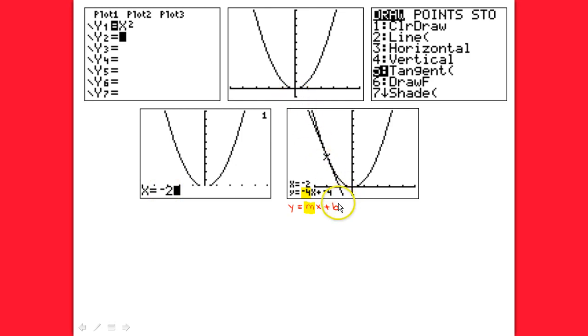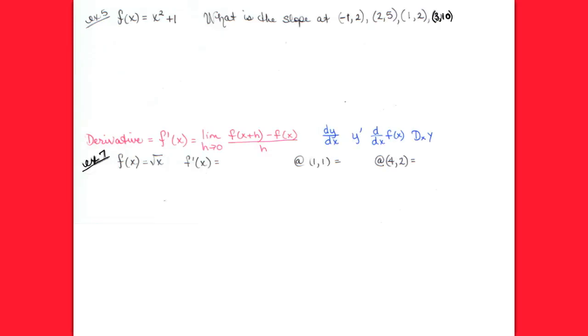Well, not hand draw. The calculator will draw that tangent line for me. And then it will give me the equation of that tangent line. And so since that's y equals mx plus b, I can see m is negative 4. So that's the same thing that we just got algebraically, the same thing we got on our graph, and we've backed it up with the graph on our calculator. All right, look at another one.